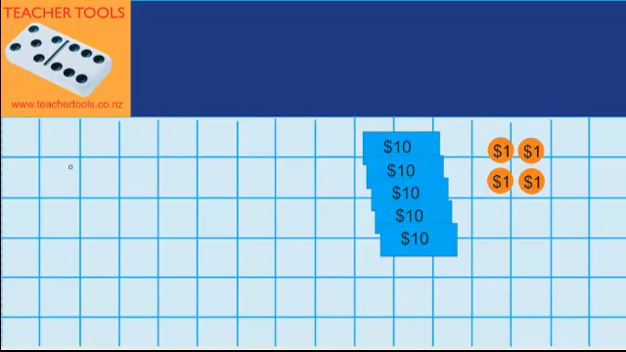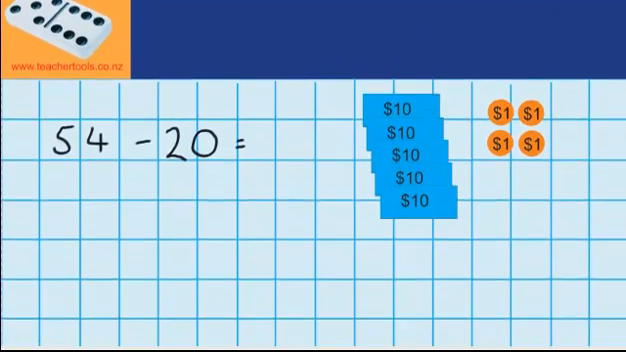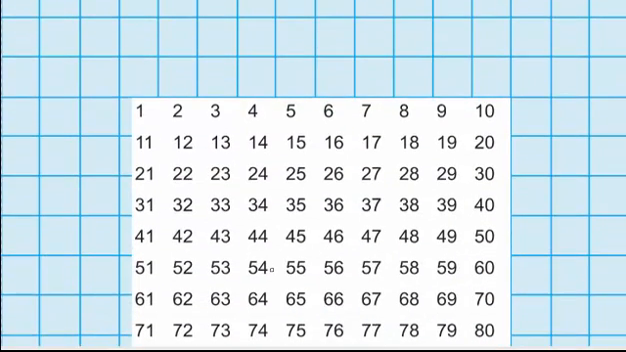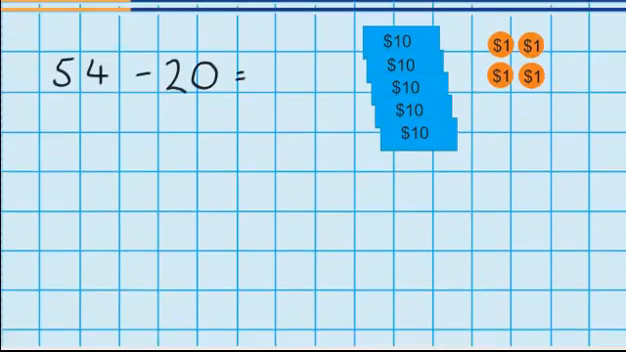Let's start with this question. I've got 54 and I want to take away 20. Now previously when we've done this we've had to use our hundreds board. We've come down and we've found 54. And to subtract 20, we've gone up 10, up 20, which has taken us to 34. But there's a better way to answer these types of questions, and we won't even need to use a hundreds board to do it. So let's go back up to our question here.